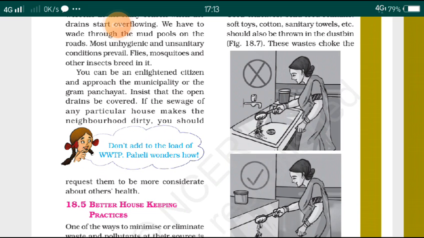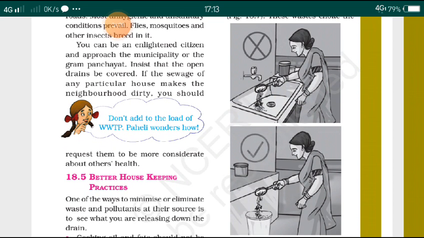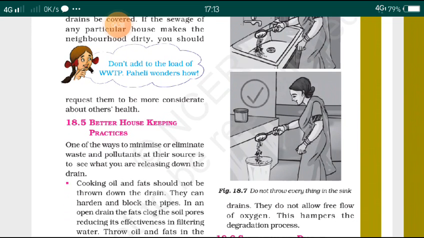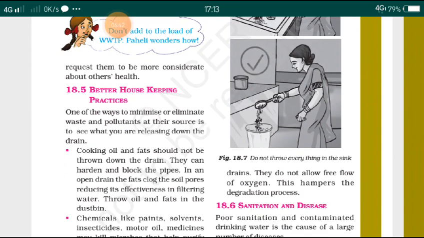You can be an active citizen and approach the municipality or the Gram Panchayat. Insist that the open drains be covered. If the sewage of any particular house makes the neighborhood dirty, you should request them to be more considerate about others' health.